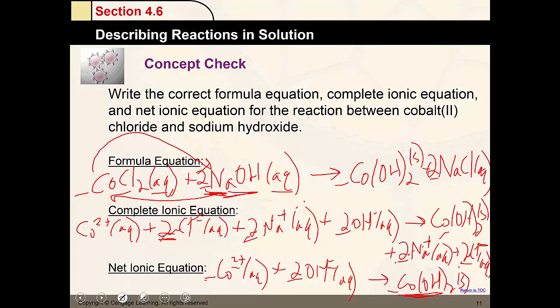Okay, so you should be able to first write the formula equation, and identify whether a product will be aqueous or solid, which one's the precipitate. Then from that, be able to break everything that is soluble, everything that is aqueous, into its ions, into the complete ionic equation. And then from that, identify the spectator ions and write the net ionic equation.